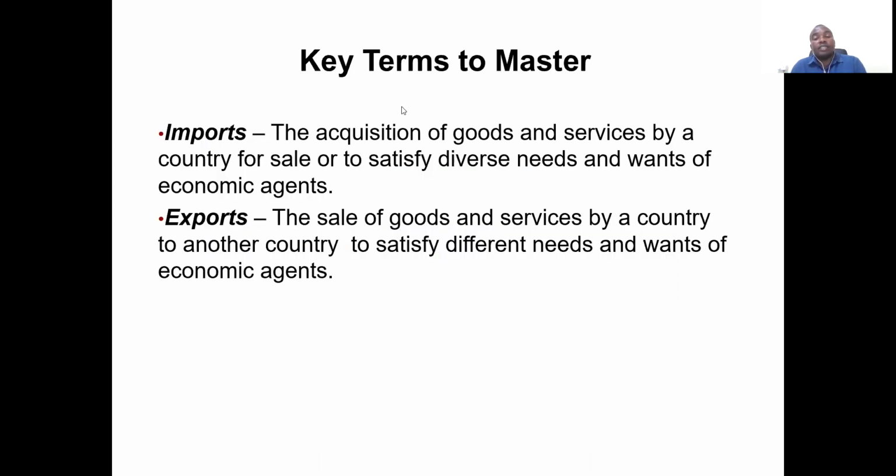So we want to see the key terms that we need to master. The first important term when you are looking at international trade is the term imports. It refers to the acquisition of goods and services by a country for sale or to satisfy the diverse needs and wants of the economic agents in that country or economy. Exports refers to the sale of goods and services by a country to another country to satisfy different needs and wants of economic agents found in that country.